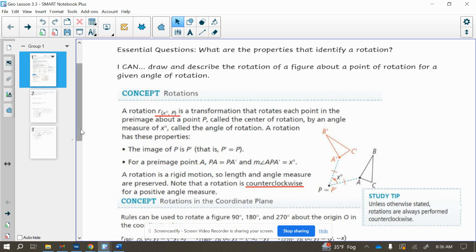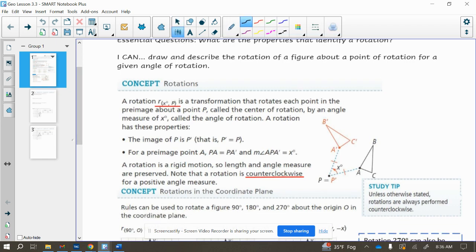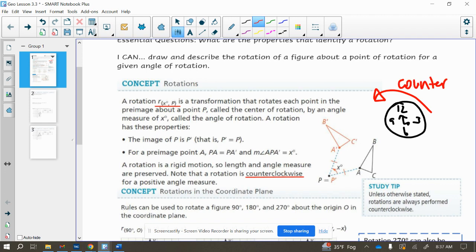Our angle measurement, we always go in a counterclockwise fashion. So if you think about a clock, we have 12, 3, 6, 9. We have our hands on the clock. They normally go to the right. Counterclockwise then is going the opposite direction that our normal analog clock would be. So this would be counterclockwise. It's like to the left, if you want to think of it that way.